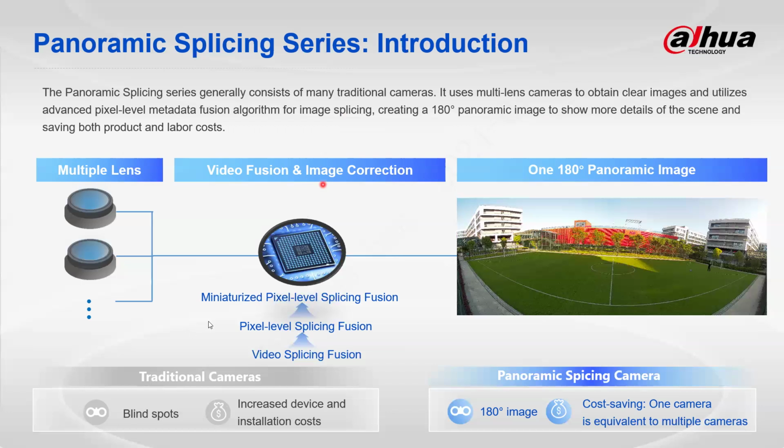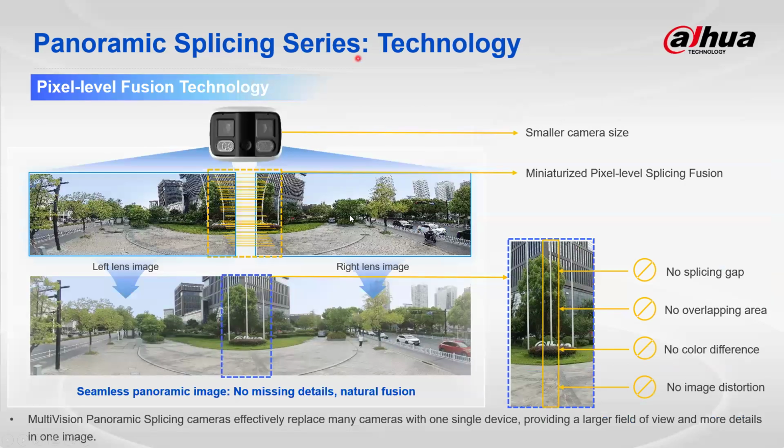So this uses the miniaturized pixel level splicing fusion technology, the pixel level splicing fusion, and again, we have the video splicing fusion. Through this technology here, it brings you this specific kind of image. From the two lenses, we splice together to come up with this wider image. So this is another way just to elaborate or explain this specific technology.